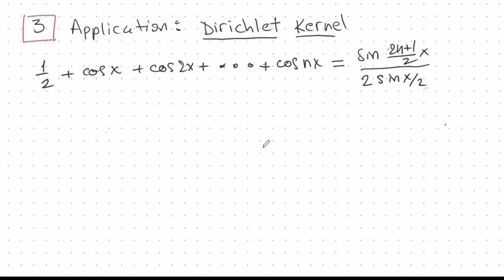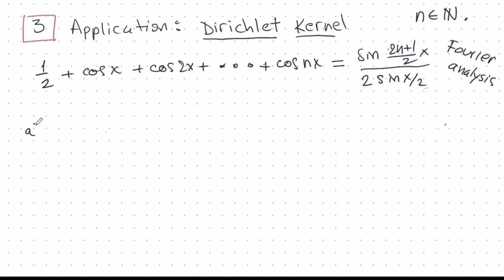The next application is a sum, but it's not your usual sum. It's a trigonometric sum, and I want to prove this for all natural numbers. This thing on the right is called the Dirichlet kernel, and it is of fundamental importance in the theory of Fourier analysis. So if you're into Fourier series and Fourier analysis, this is a good thing to know.